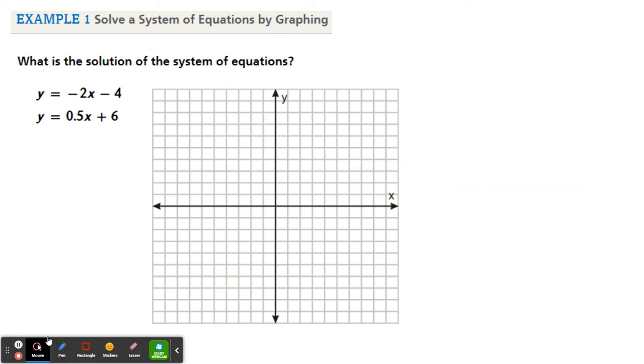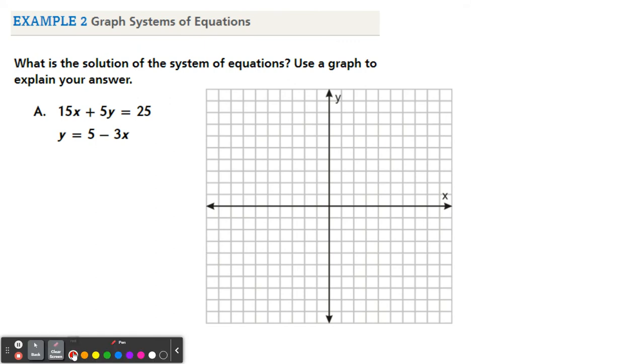Okay, next one. Same thing. It says, what is the solution? Now we have two equations. The first one is in standard form. We're going to rewrite this in slope-intercept form. So we're going to take the first one and put it into slope-intercept form. Equation 1: 15x plus 5y equals 25.